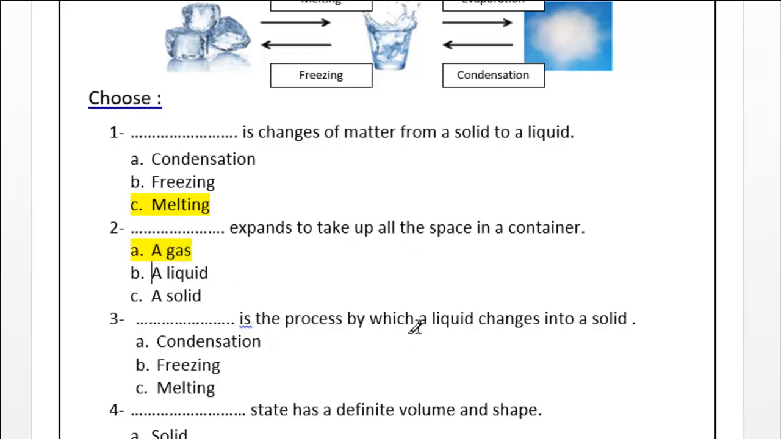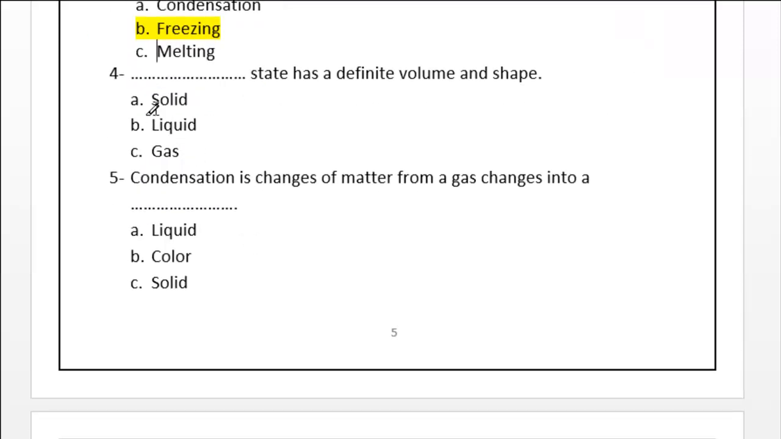Number 3, the process by which a liquid is changed into a solid. From liquid to solid is called freezing. Okay. Number 4, the state has definite volume and shape. It's called solid. So solid has definite volume and shape. Liquid has definite volume but not definite shape. And gas has neither definite volume nor shape.